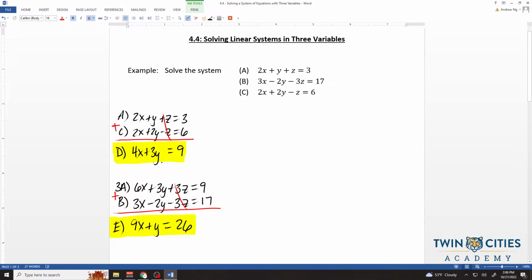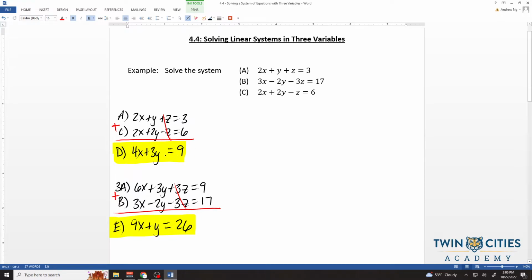D is 4x plus 3y equals 9. E is 9x plus y equals 26. Well, this looks just like the problems that we did in the earlier sections. A system of equations with two variables. You could solve this using substitution or elimination if it were just equations D and E. And so that's kind of the purpose of doing this: eliminate one variable with two different combinations of my A, B, and C, to create a problem that you know how to solve already.